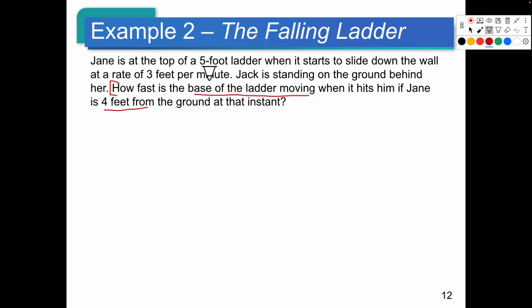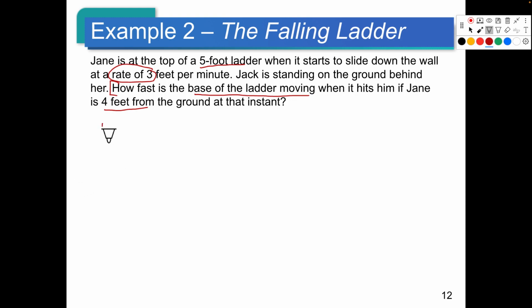So Jane is at the top of a 5-foot ladder when it starts to slide down the wall at a rate of 3 feet per minute. So we've got a rate here. Got a ladder against the wall. We've got Jack standing on the ground behind her. And if it's starting to slide, I don't know why Jack doesn't go and hold the ladder, but maybe he just can't move that fast. Maybe he's back to it.